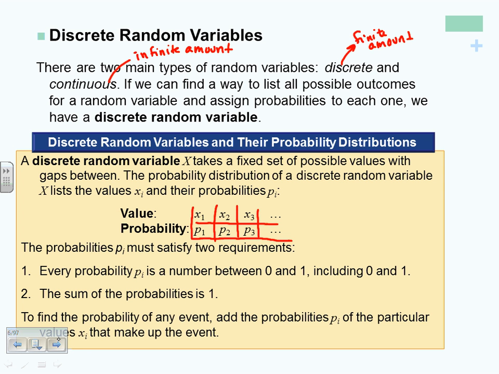The probabilities, all those p sub i's, must satisfy some requirements. Probabilities can only be between 0 and 1. You can include 0 and you can include 1. If 1 is included in the probability, everything else would have to be 0, because the sum of all the probabilities is 1. It's like saying you're going to get 100% chance, which is 1. And to find the probability of an event, add the probabilities of the particular values that make up that event. Okay?